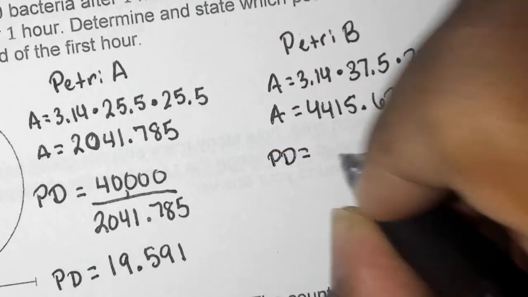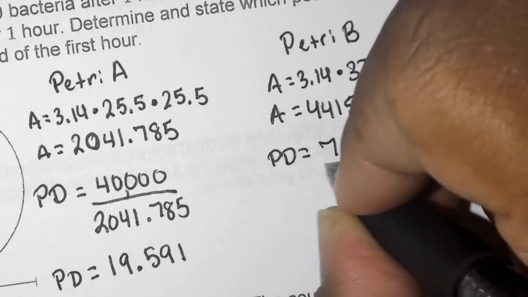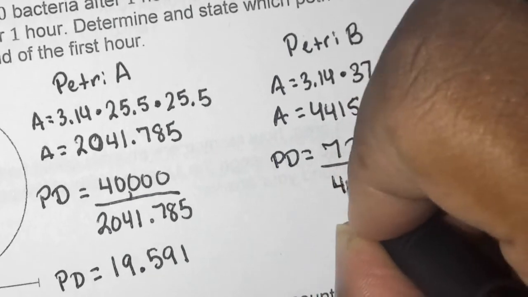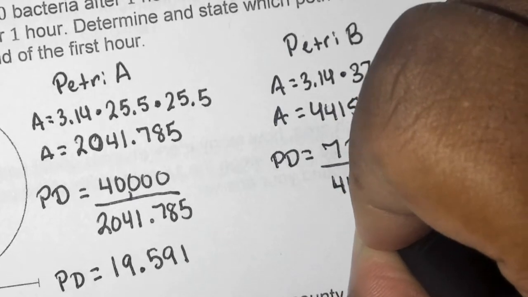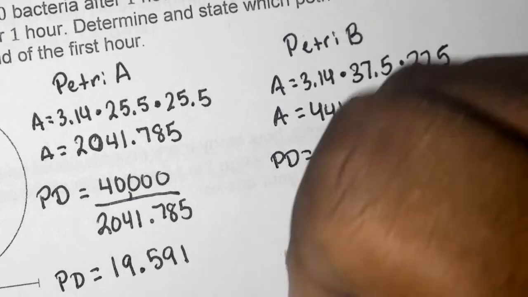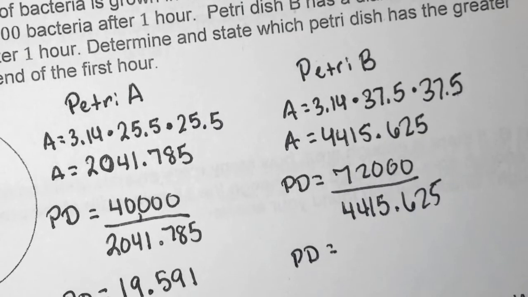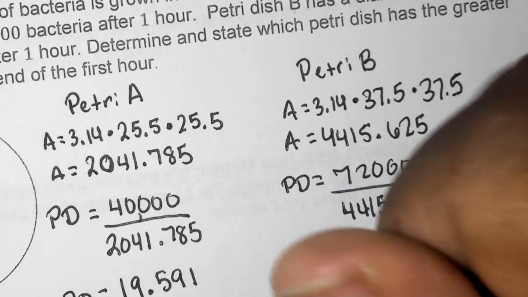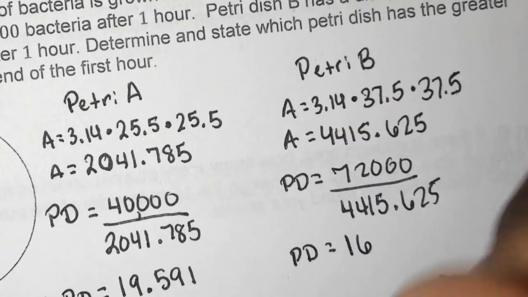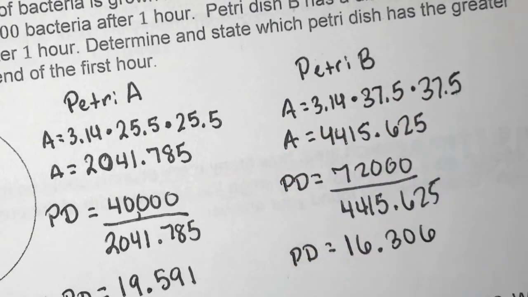So PD equals 72,000, which is our population, over our land area, which in this case would be the 4,000 number. PD number 2, or B, excuse me. 16.306.